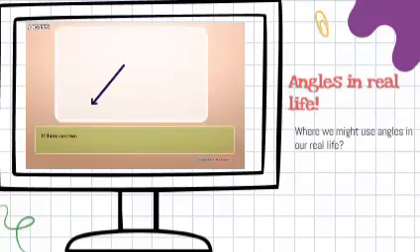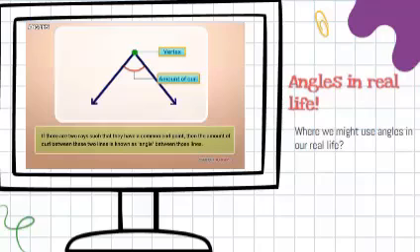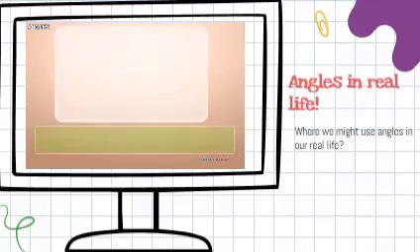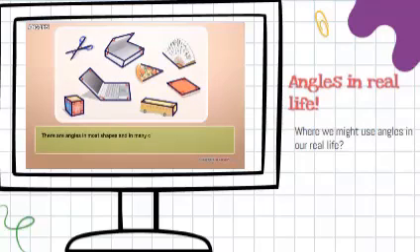If there are two rays such that they have a common endpoint, the vertex, then the amount of turn, or curl, between these two lines is known as the angle between those lines. There are angles in most shapes and in many of the objects you see and use on a daily basis.